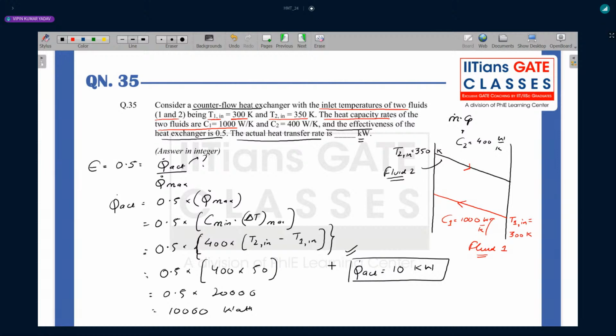This is my answer to this 1 mark question. Okay. I hope it is very clear. There's nothing in this. Very easy question. It should not take more than 20 seconds to solve this question. Just draw the diagram, write the formula, and solve it. These steps are not required while you are solving in the GATE exam. Chalo. Let us move on to the next question.